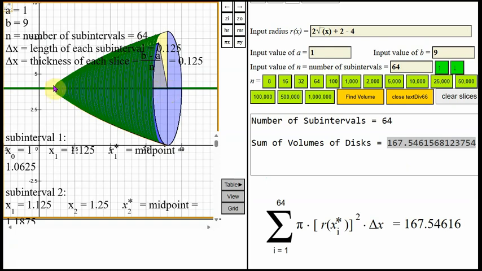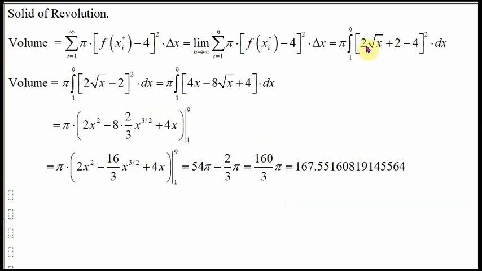And then the function here once again is 2 times the square root of x plus 2. And then simplify here, we get 2 times the square root of x minus 2. And then multiply this out, we get 4x minus 8 times the square root of x plus 4. And then find the antiderivative for each term. Then we get 2x squared minus 16 over 3 x to the 3 halves, and then plus 4x. And then evaluating from x equal to 1 to x equal to 9.